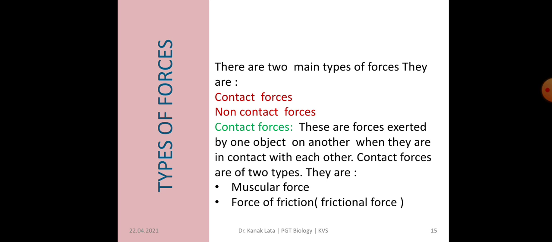Contact force means force exerted by one object on another object when they are in contact with each other. How? Suppose we are lifting a ball which is on the ground. We have to touch the ball, then only can we lift it, that is, pull it. So this is the contact force. This force is exerted by an object on another object when they are in contact with each other. And these contact forces are of two types. One is muscular force, and the other is force of friction, also called frictional force.